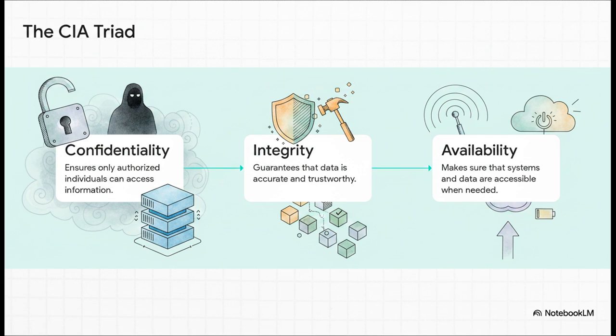Confidentiality means keeping secrets secret, making sure only the right people can see the data. Integrity means making sure that data is accurate and hasn't been messed with. And availability simply means ensuring the systems are online and you can get to your data whenever you need it.